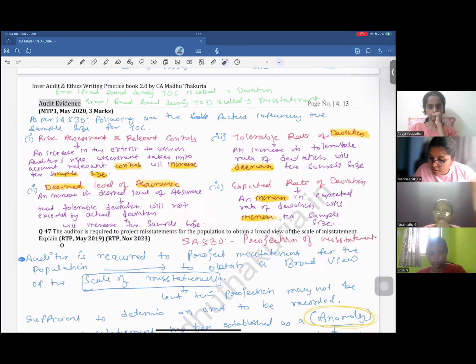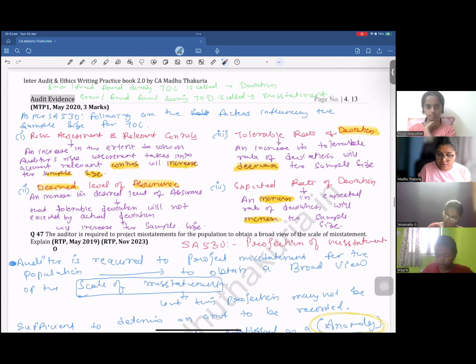Then if your tolerable rate of deviation is high, similar to test of details, you will decrease your sample size because you have kept your materiality high. If you feel that the expected rate of deviation from the controls is going to be high, please increase your sample size. Please write this down, guys. Inside, I want the inner content also as it is.